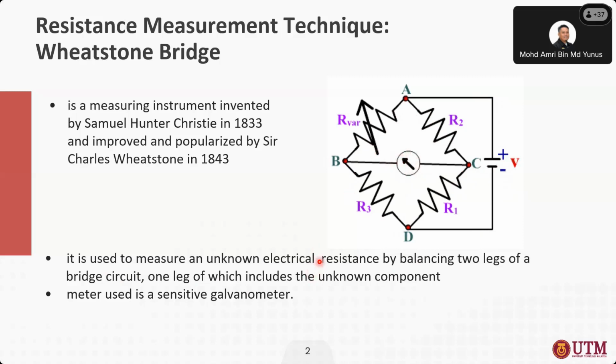So the process of balancing the bridge can be achieved by adjusting a variable resistor here. By adjusting the variable resistor here until we get zero deflection, or what we call the condition when VB minus VC is equivalent to zero.